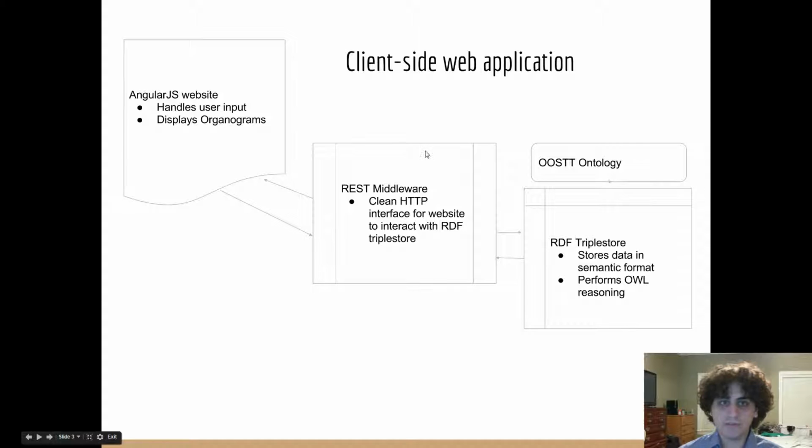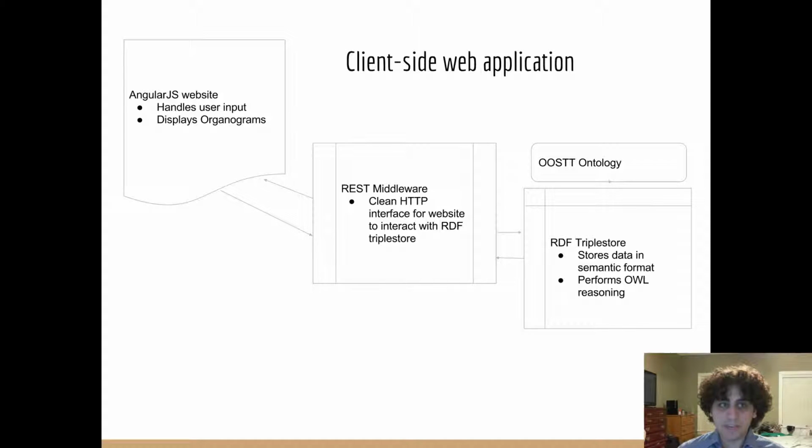Like I said, first we have the actual website. This is where everything the users will see. This is where they'll input data about their roles, and this is where we'll display the organogram that the ontology will help generate. Then over here on the far right, we have the actual RDF triple store, where all of the triples representing this data will be kept, and it will actually perform all of the reasoning for the ontology.